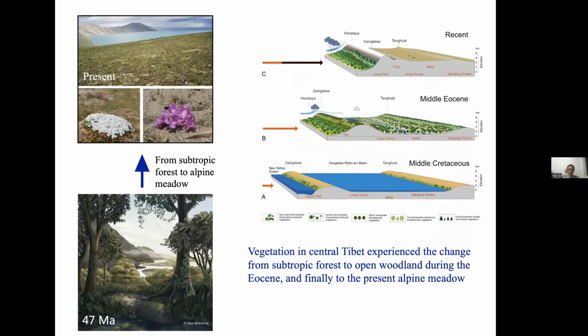So generally, the vegetation in central Tibet experienced the change from subtropical forest to open woodland from the Middle Eocene to late Eocene, and finally to the present alpine meadow, as shown in the upper left.